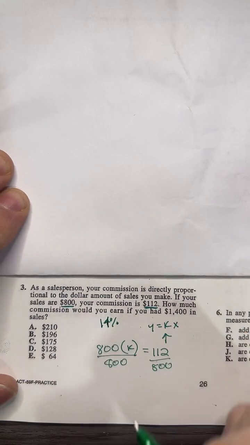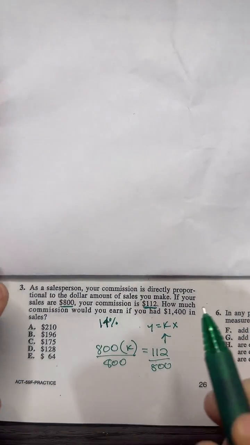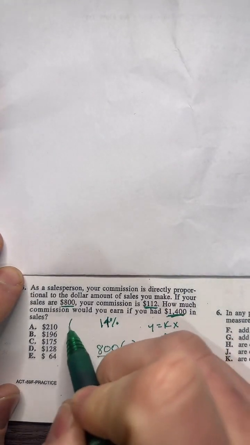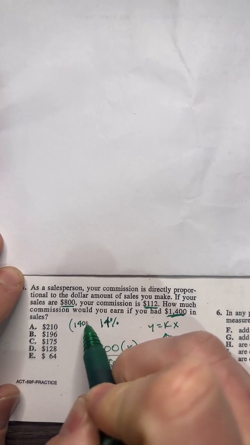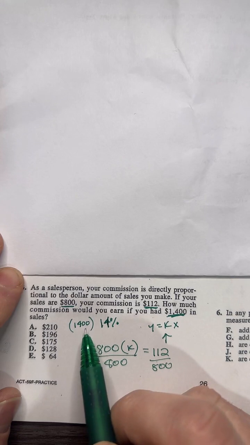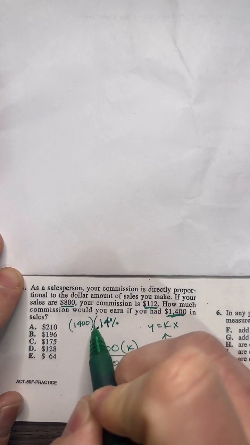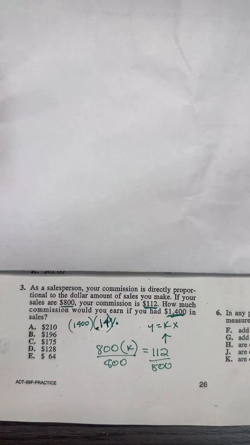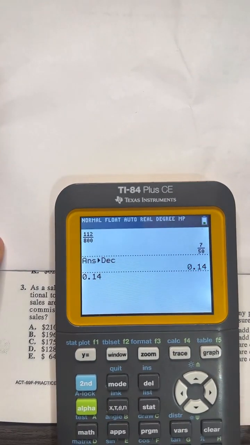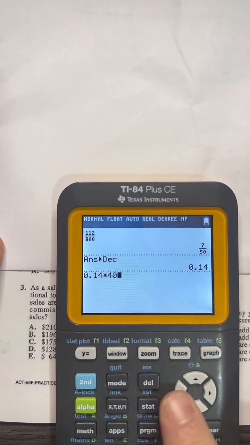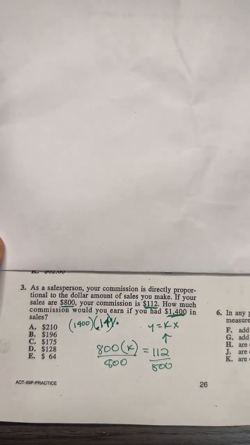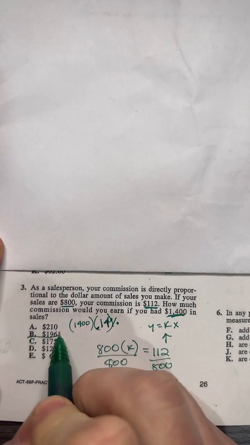So in order to figure out how much commission I'm going to earn on 1,400, I'm going to take that 14% and multiply it by 1,400. Do not multiply 14 times 1,400. It's 0.14. So 0.14 times 1,400. I'm going to take that 0.14 and multiply times my 1,400, and I get 196. So that one's B.